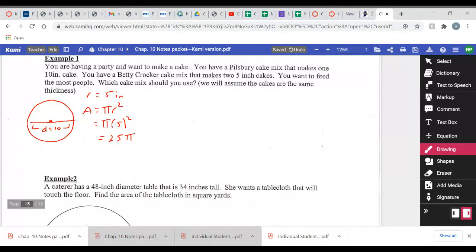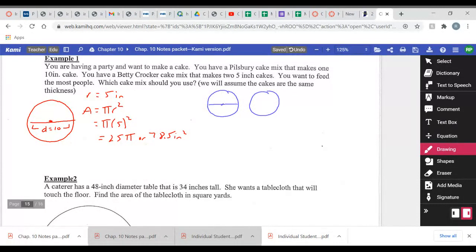And 25 pi, I can either leave it as 25 pi, or if I want to go ahead and put it as a decimal, I can. So 25 pi or 78.5 inches squared. Okay, so now we want to come over here and see what 2 5-inch cakes would be like. So here and here would be my 2 5-inch cakes.